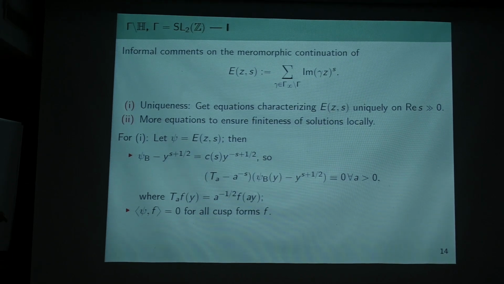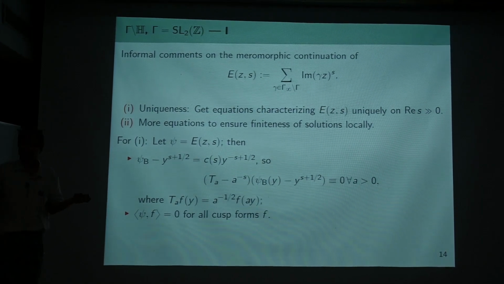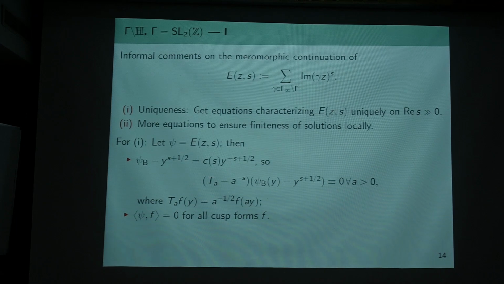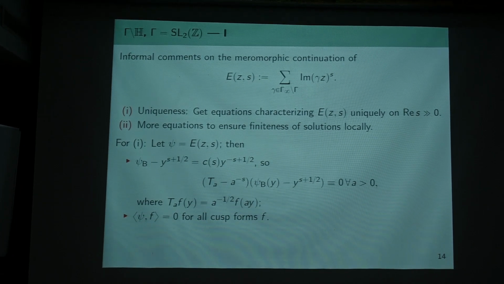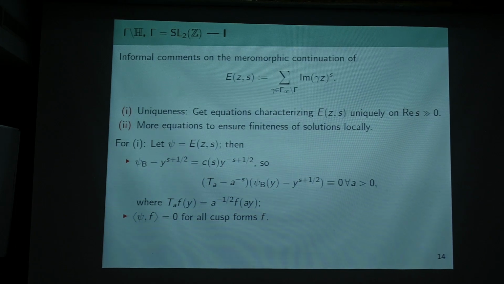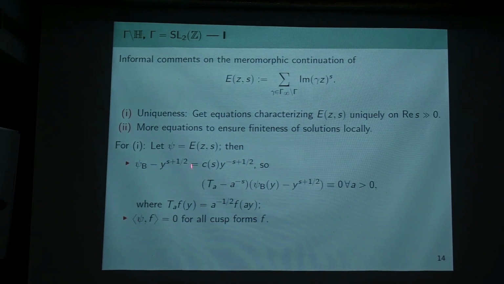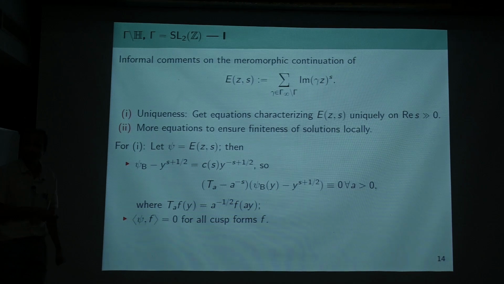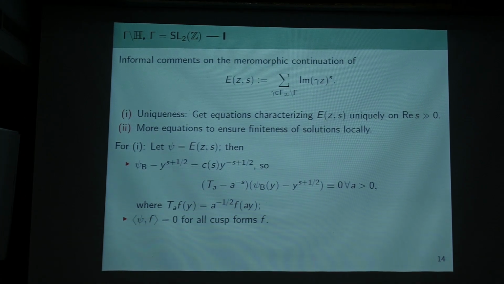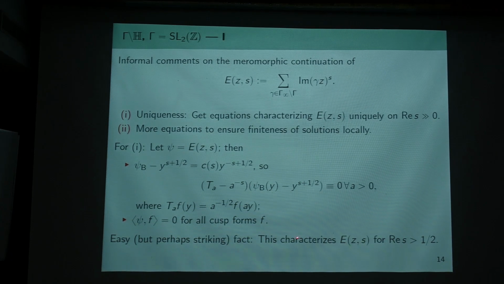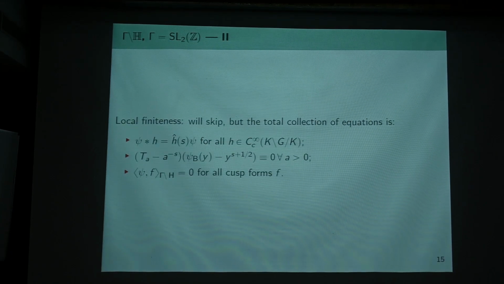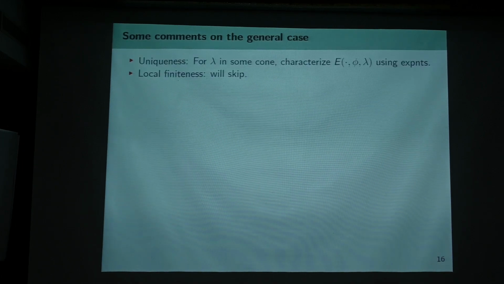And that implies that the constant term is 0. If its constant term is 0, what does it mean? It means it's a cusp form. But the second condition says that it's orthogonal to all the cusp forms. Okay? So that is how you uniquely characterize the Eisenstein series for real part of s greater than half. Okay? And then I'll skip the local finiteness. There are more equations that you need to add.